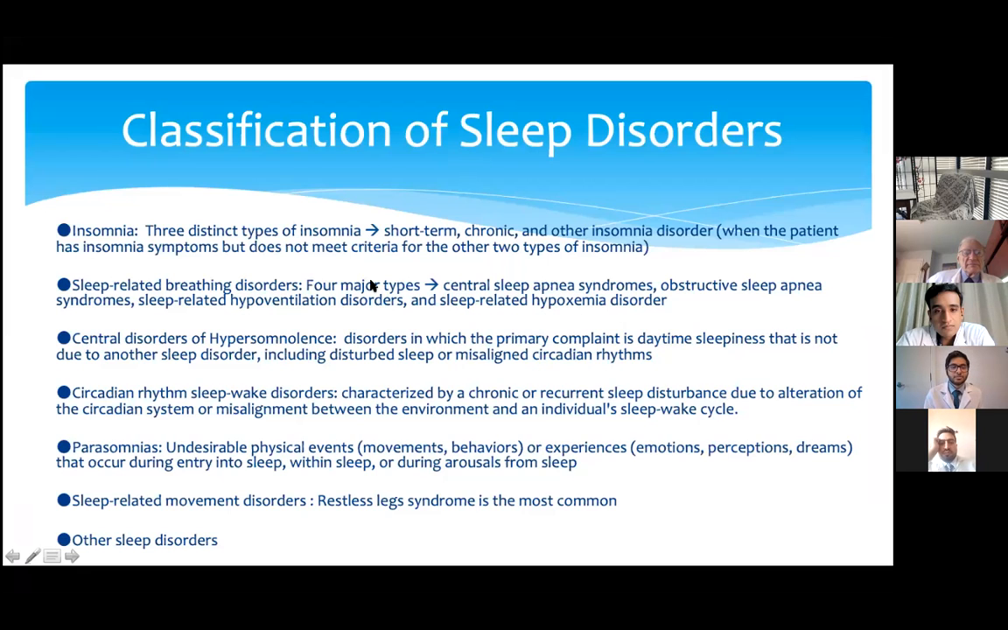Then there are sleep-related breathing disorders: central sleep apnea, obstructive sleep apnea syndrome, and sleep-related hypoventilation disorders. Then there are central disorders of hypersomnolence, which include narcolepsy and even Sleeping Beauty syndrome, where the person sleeps for 23 to 24 hours a day easily. Then there are the circadian rhythm sleep-wake disorders, which include jet lag and basically involve a misalignment between the environment and an individual's sleep-wake cycle. And there are parasomnias, which are divided into non-REM sleep and REM sleep disorders.